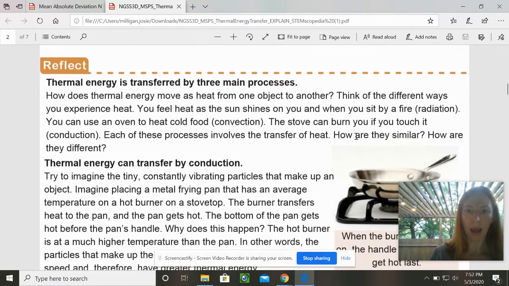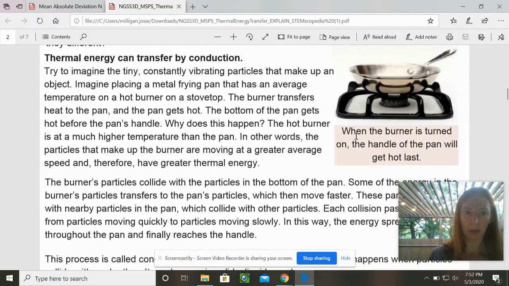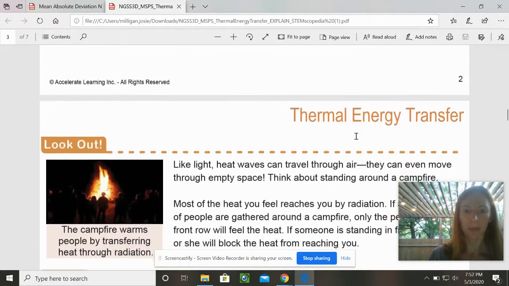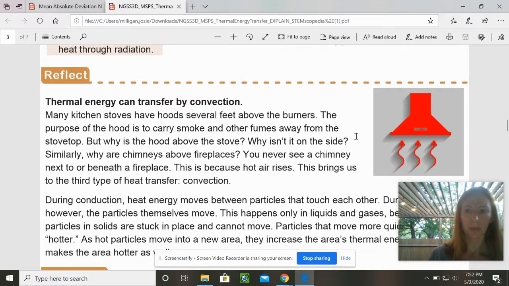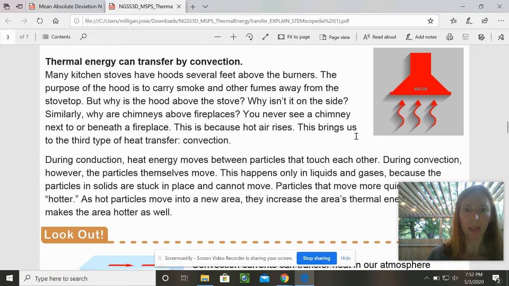But we're going to look at the three main processes again. So we have radiation, as we feel the sun shining on us or when we sit by a fire. Convection, that's when we use an oven to eat cold food. Or conduction, when it's material on material, like the stove can burn you if you touch it. So we're going to learn how they're the same and perhaps how they're different. The one we didn't talk about much was convection, so I'm going to hit on this one now.